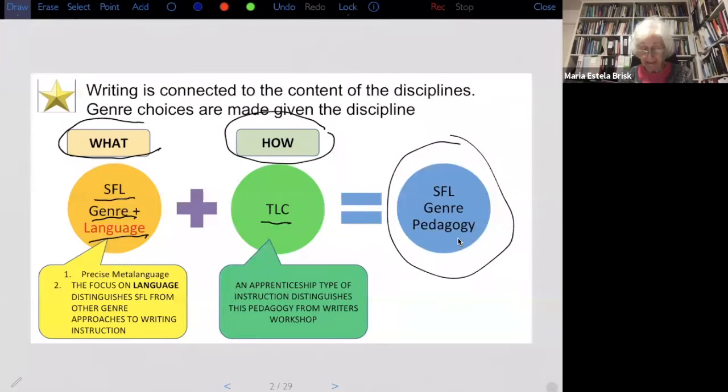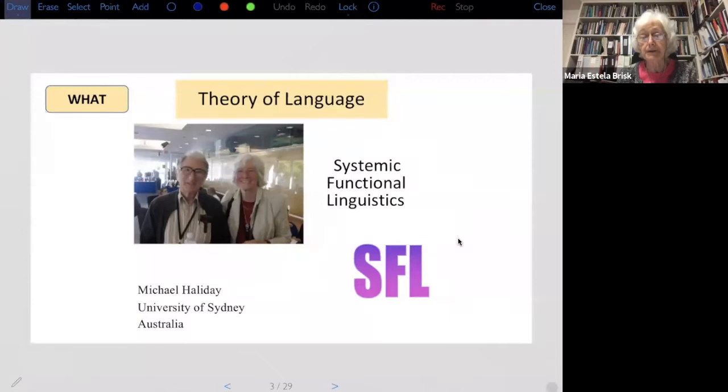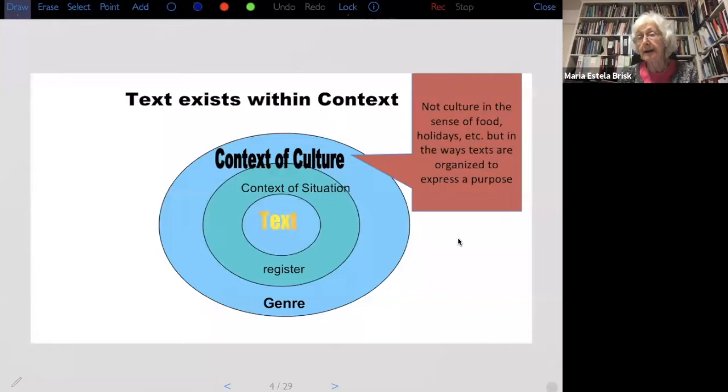So the SFL was developed by Michael Halliday at the University of Sydney in Australia. And it is a linguistic theory. It's context-based. At the heart of the theory is that the unit is the text. So we work with the basis of the text and not just isolated words or isolated sentences.